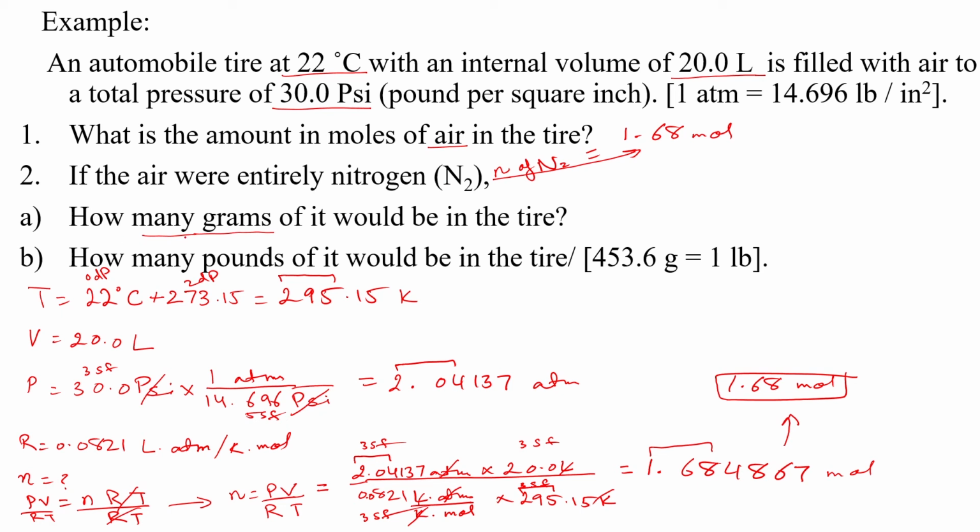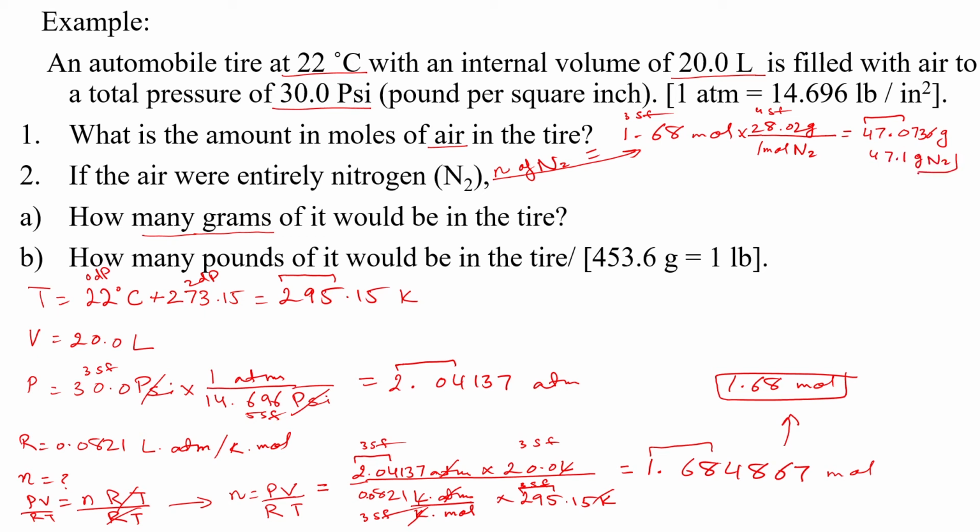What you have to find is how many grams of it would be in the tire. So you have moles and you have to do the conversion from moles to gram. That will be with the help of molar mass. So 1 mole of nitrogen, you need the molar mass of nitrogen, which is 28.02 grams. You will be doing the rounding to the proper number of sig figs. So here you have 3 sig figs, 4 sig figs, and your answer with proper rounding will be 47.1 grams of nitrogen.